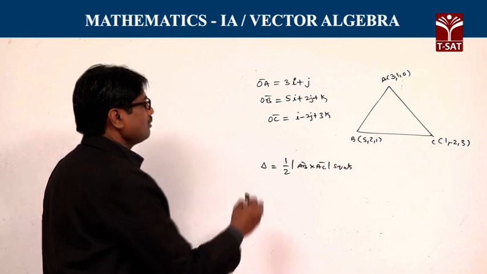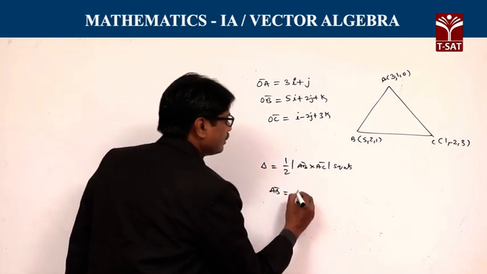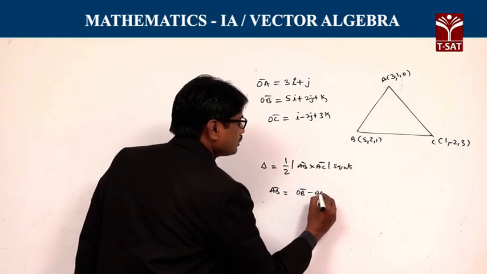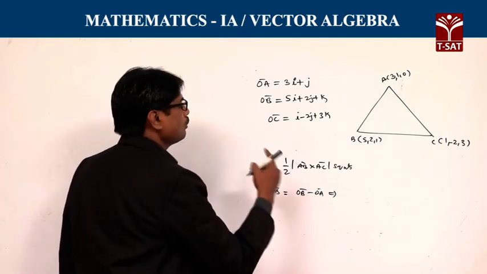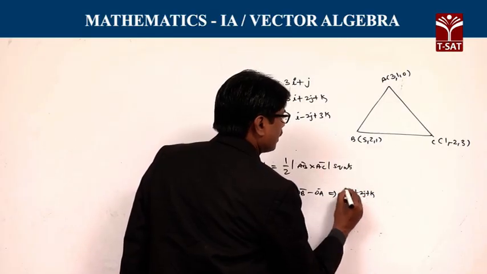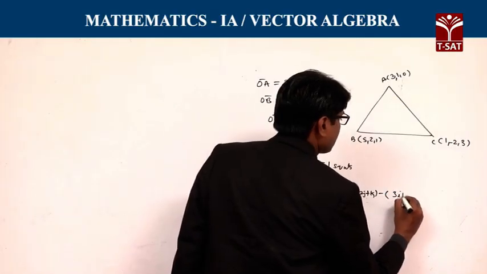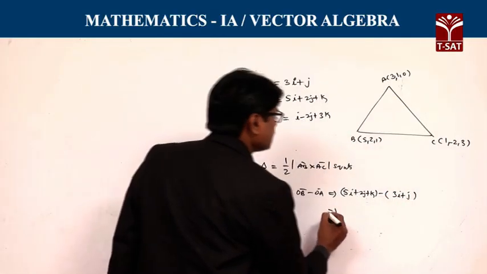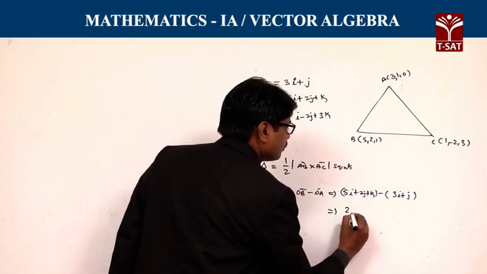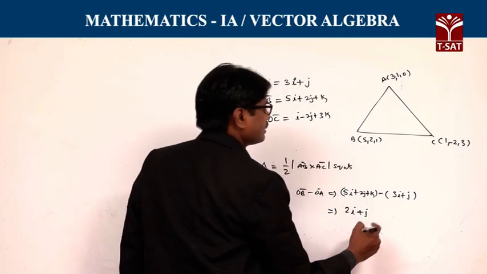First find out the adjacent sides. AB bar is equal to OB bar minus OA bar, which is equal to 5i bar plus 2j bar plus k bar minus OA bar, 3i bar plus j bar, which is 5i subtracted by 3i, 2i bar, plus j bar, plus k bar.